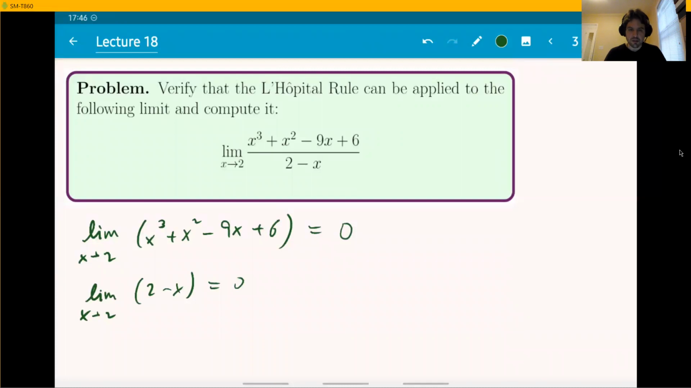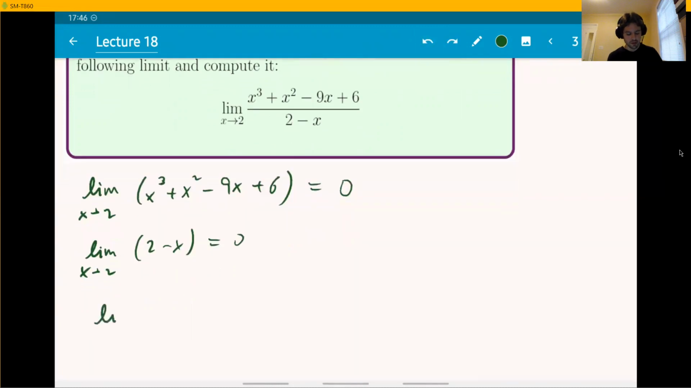Right now, the only technique that we know that would handle this one would be trying to factor, right? Somehow you need to find a factor of probably x minus 2 in the numerator, which is not so easy to do because it's a cubic. But well, now we can do this in this way.